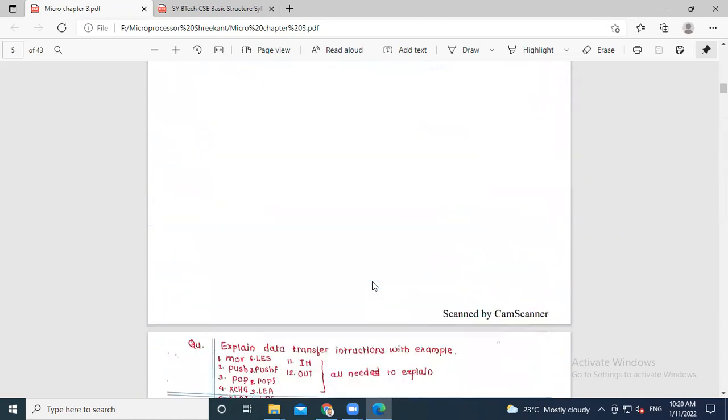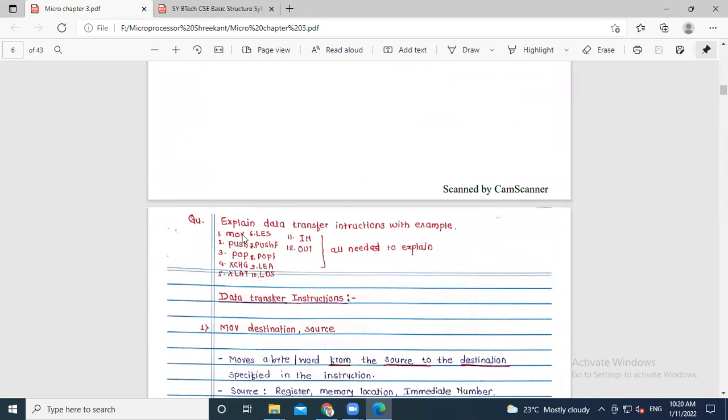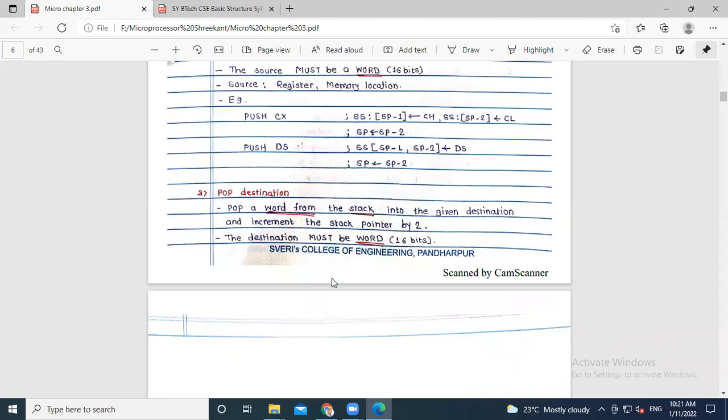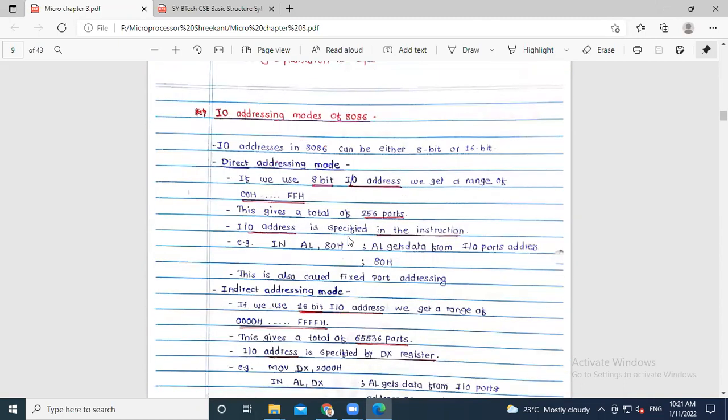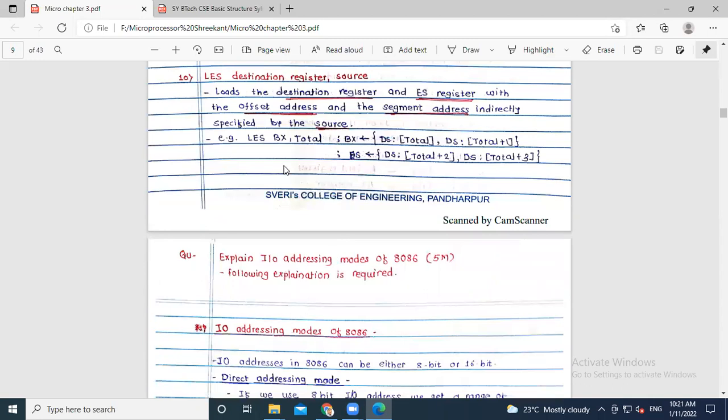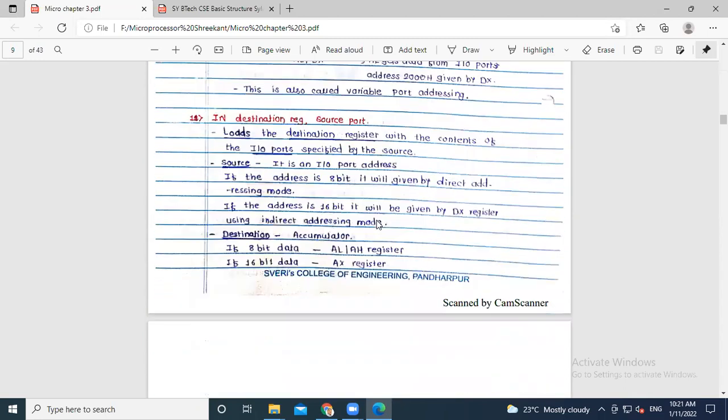All these 12 instructions are data transfer instructions: move instructions we covered, push, pop, PUSHF, POPF, exchange, XLAT, loads directly, loads indirectly, LES, and IN and OUT. All need to be explained as per my given explanation. Just this much you have to explain; it's more than enough for your answers. Of these, 10 are data transfer and 2 are for IN and OUT.